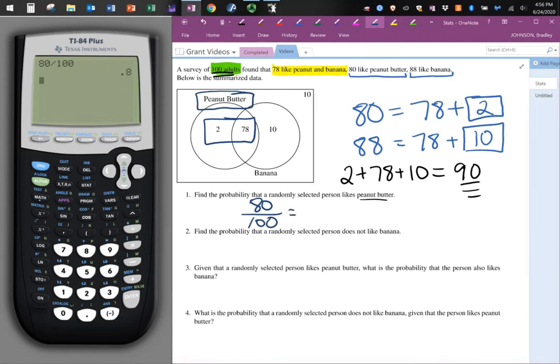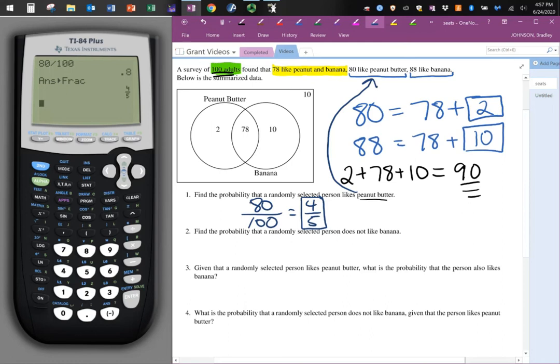But what I want to show you is using the math button, hit number 1, it chooses fraction, you can hit enter, and you get 4/5. So 4/5 would be our simplified fraction. That'll be our probability. So that would be just liking peanut butter. This also makes sense because we were told 80 like peanut butter. So 80 out of 100 like peanut butter. That also checks our answer from the beginning.